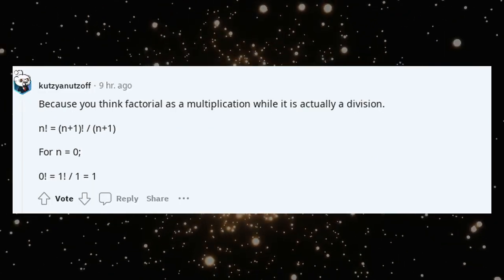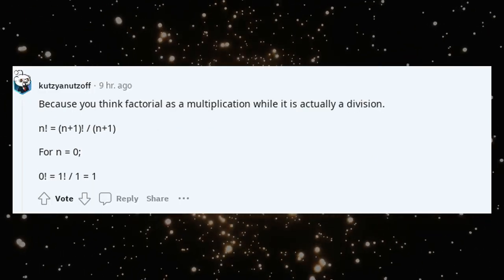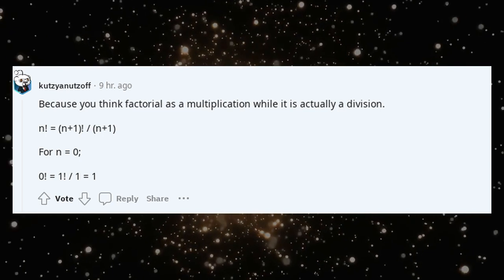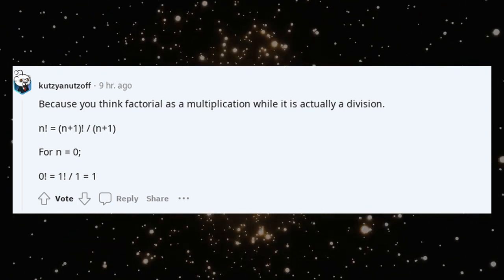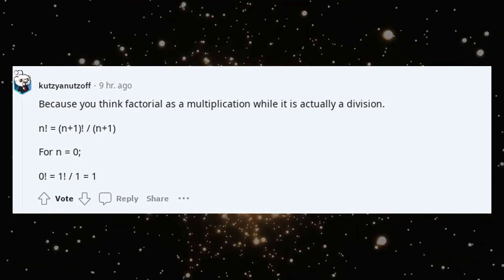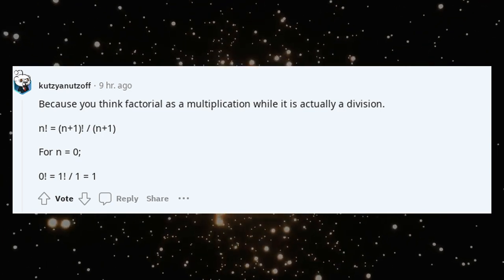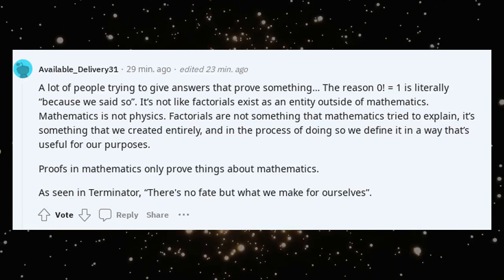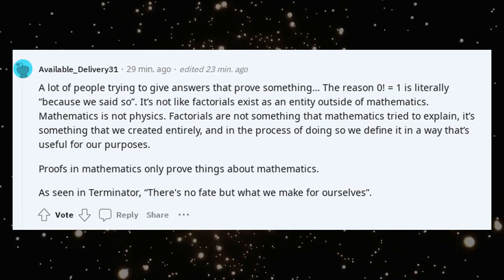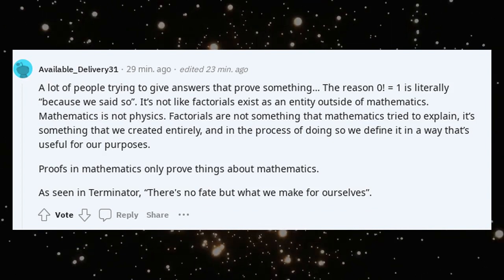Because you think of factorial as a multiplication, while it is actually a division. n! = (n+1)!/(n+1). For n = 0, 0! = 1!/1 = 1. A lot of people are trying to give answers that prove something. The reason 0! = 1 is literally because we said so.